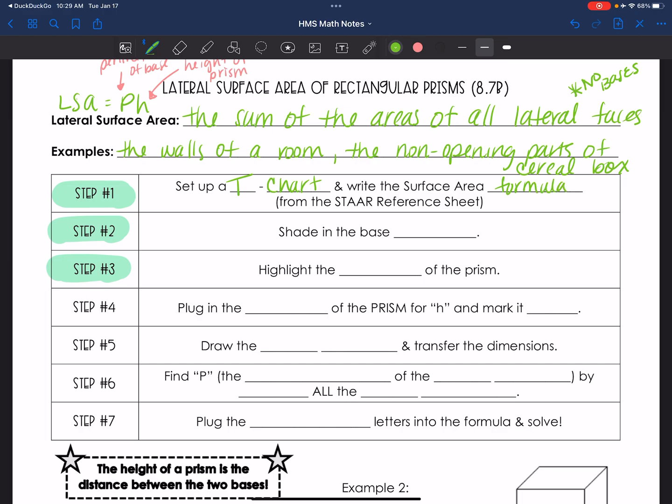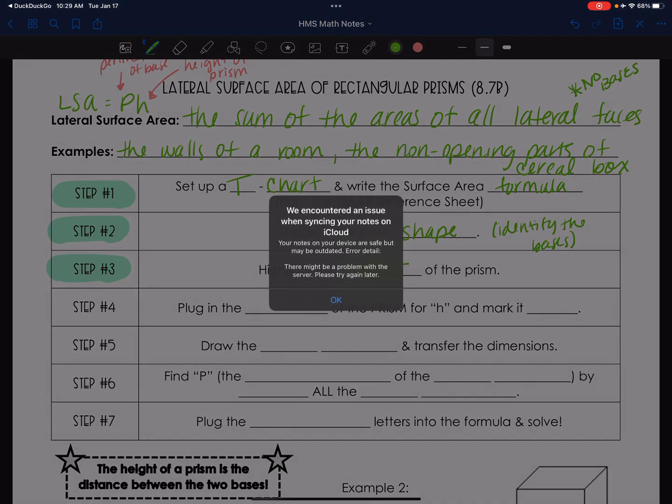Step two, we're going to shade in the base shape. Basically, identify the base. The bases, in this case, because we should have two bases. Pyramids, you only have one. Anyway, step three, we're going to highlight the heights or identify it in some way.